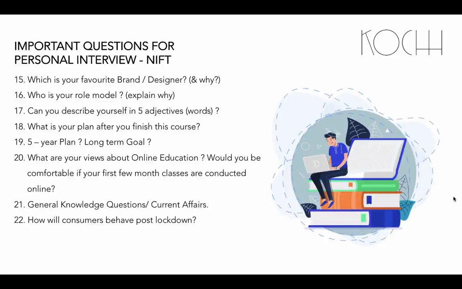So what is your plan after you finish this course? I think this has already been covered. So, 5 year plan and long term goal. Don't tell them that I want to be the CEO of Zara and things like that. Okay, your growth has to be steady and slow. So you need to have a practical plan. So tell them, if you want to open a brand later, that I'm not clear about the idea right now, but someday I would like to have my own brand. See, everybody wants to be an entrepreneur, so don't worry about that.